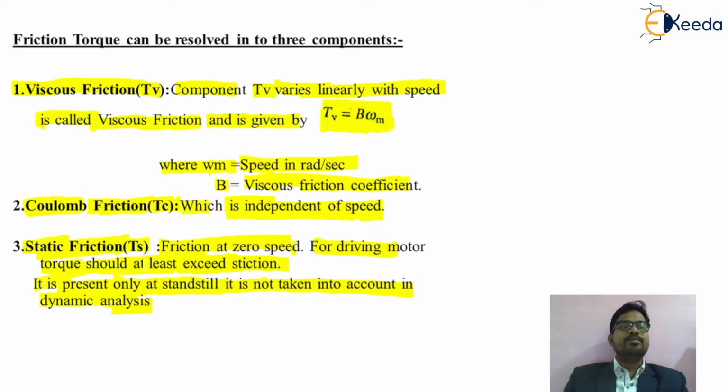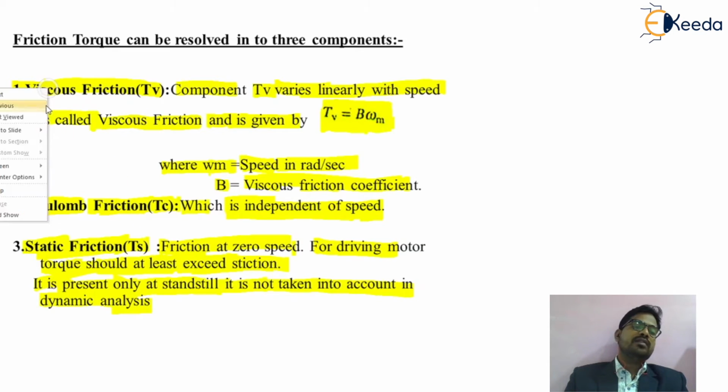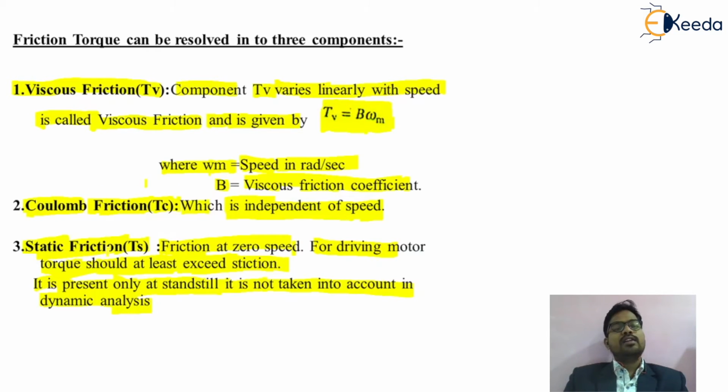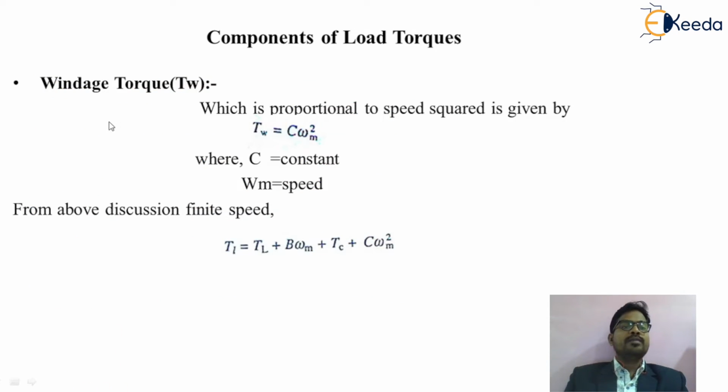So in this way, the friction torque has three values: first is the viscous friction torque, second is the Coulomb friction torque, and third is the static friction torque. From that, we are moving again towards the basic concept of torque, which is the windage torque.